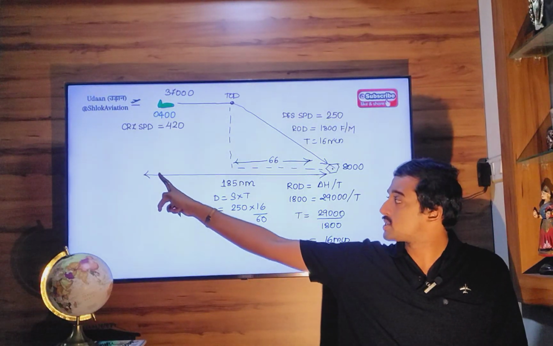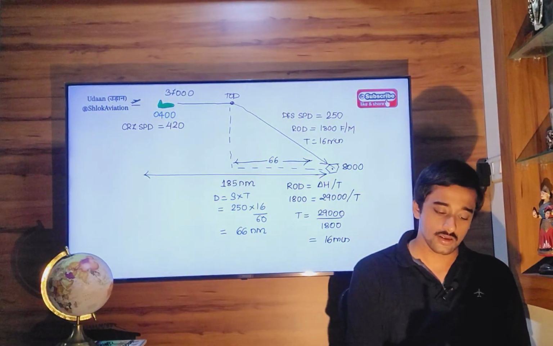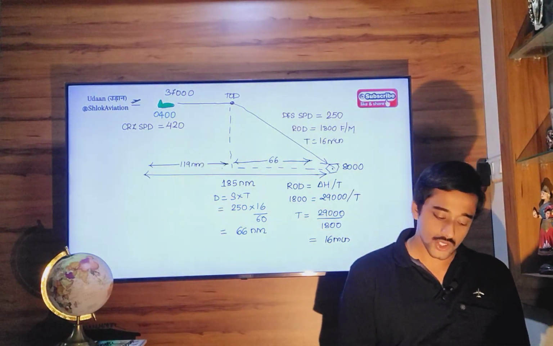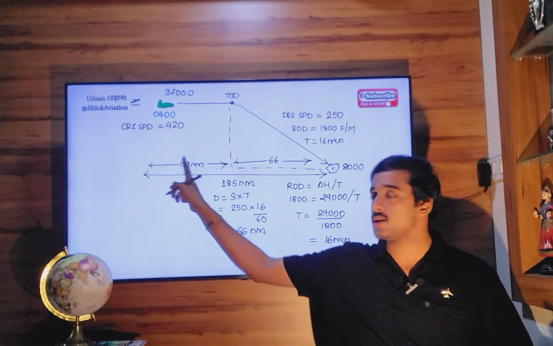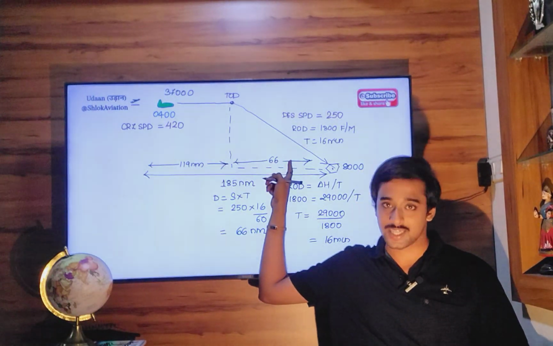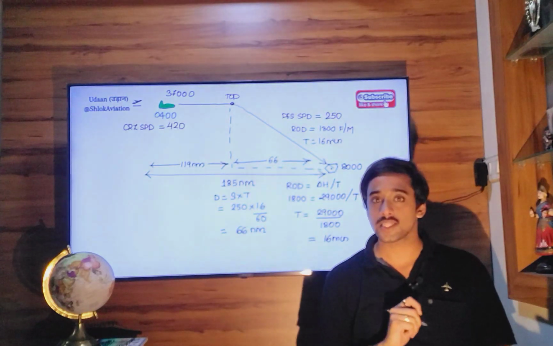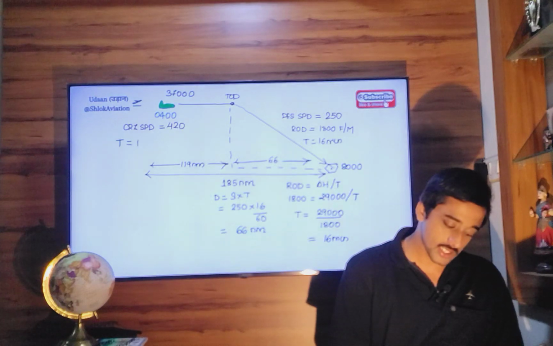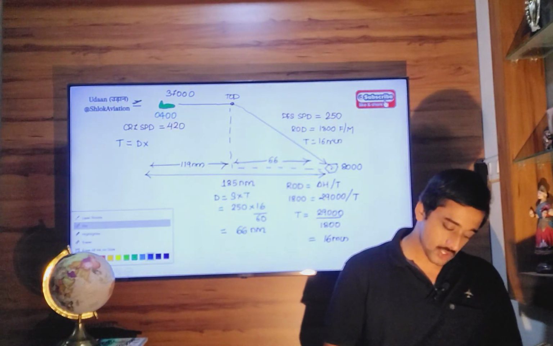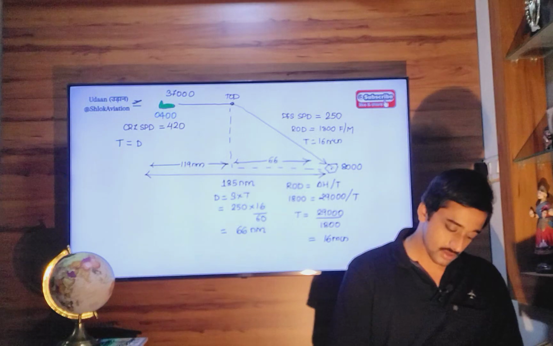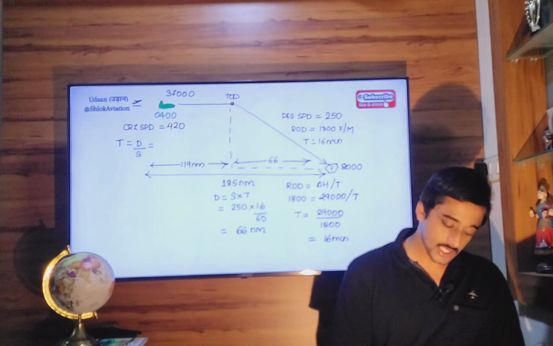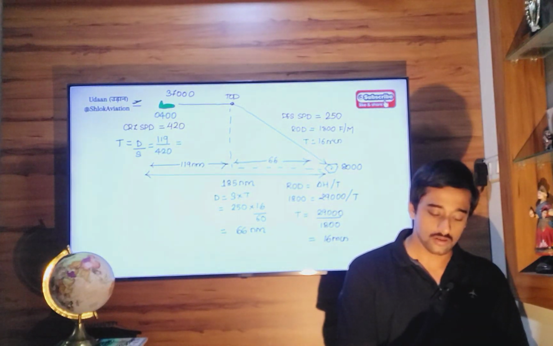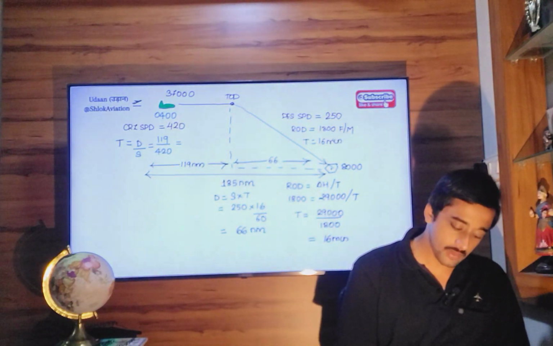So the remaining horizontal distance is 185 minus 66, which is equal to 119 nautical miles. So your aircraft will travel for 119 nautical miles before it begins its descent. So what will be the time taken to travel this 119 nautical miles? Use your speed distance time formula. Time equals distance divided by speed. So distance is 119, speed is 420, which is equal to 17 minutes.